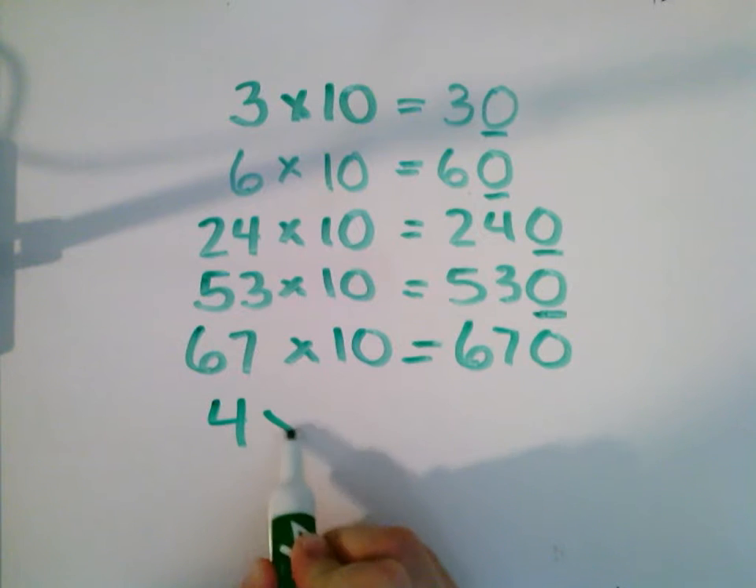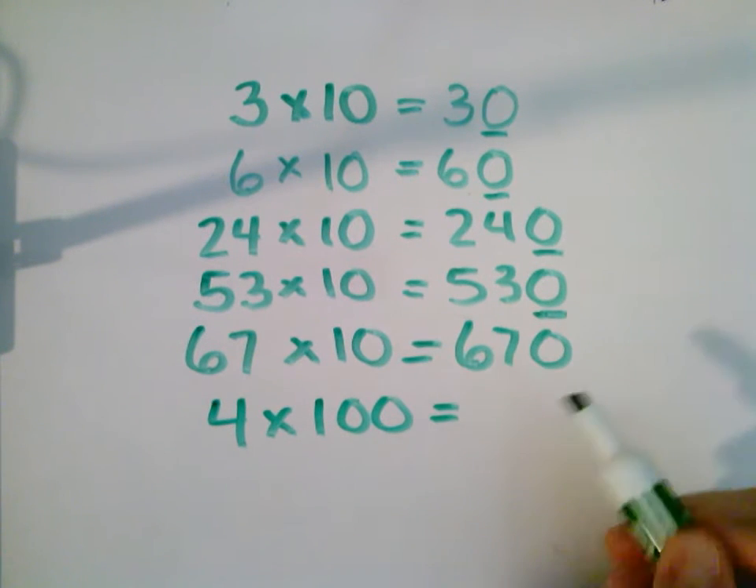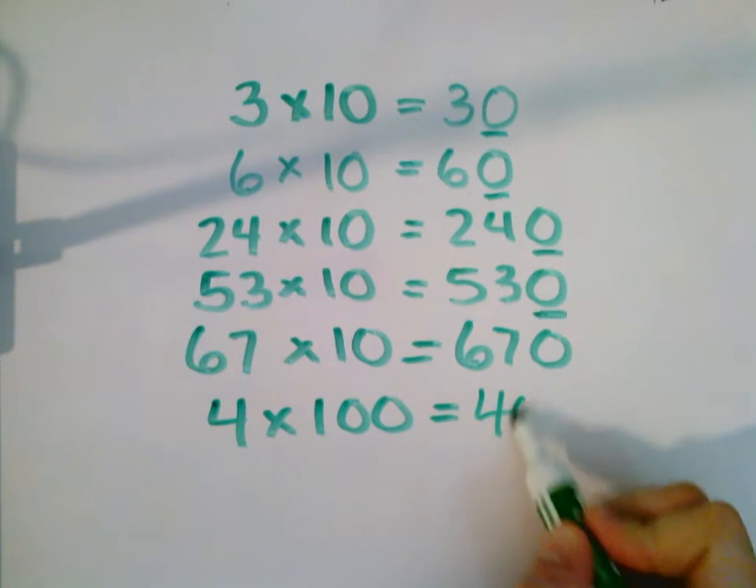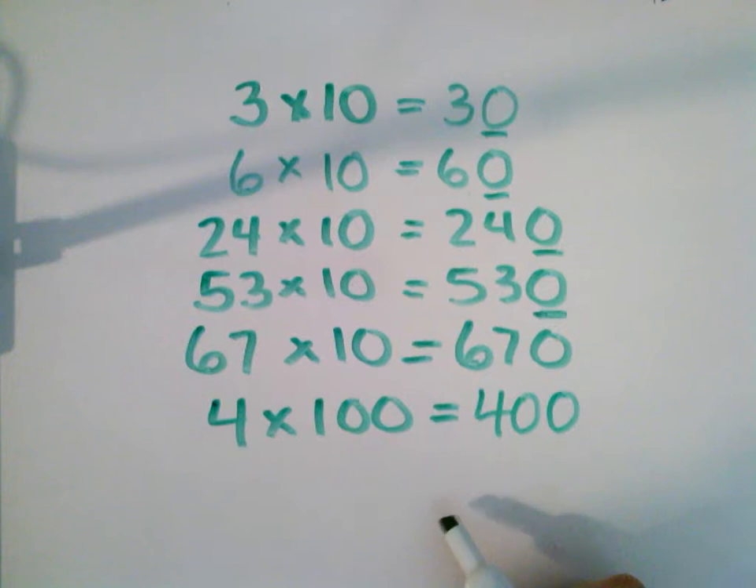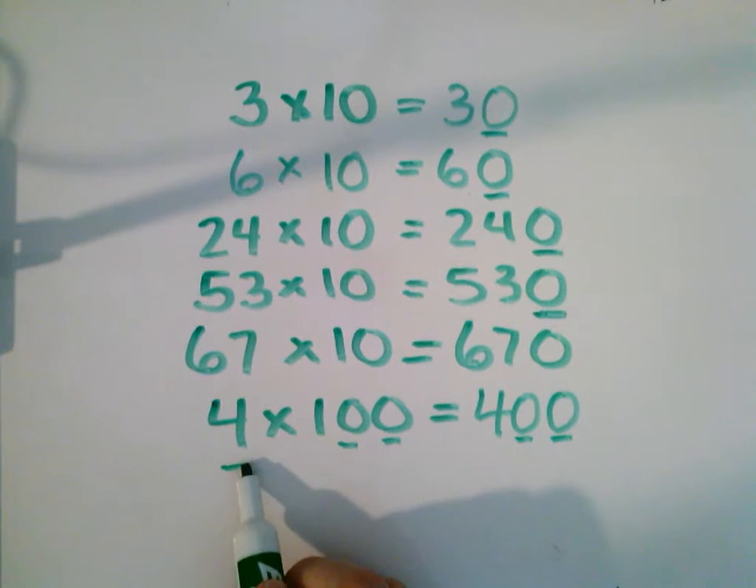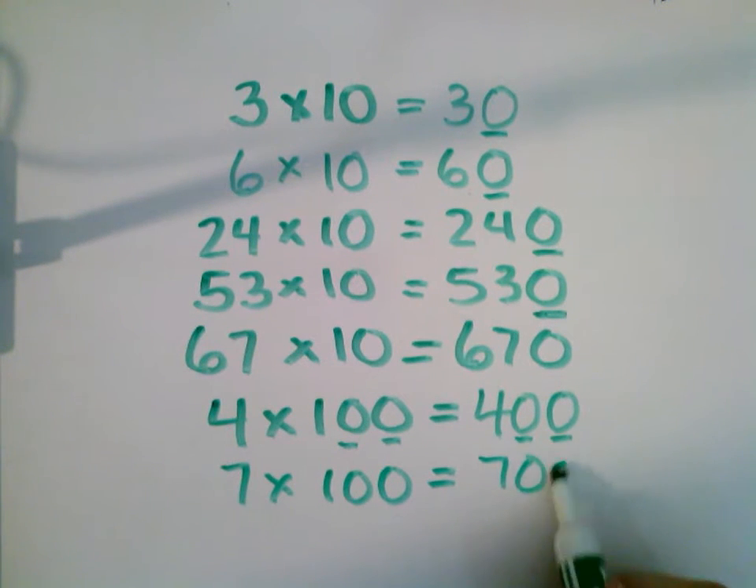So 4 times 100, we know that would be 100 plus 100 plus 100 plus 100. That gives us 400. If you notice, we have 2 zeros in 100. We have 2 zeros in 400. What if I had 7 times 100? Again, our answer would be 700.